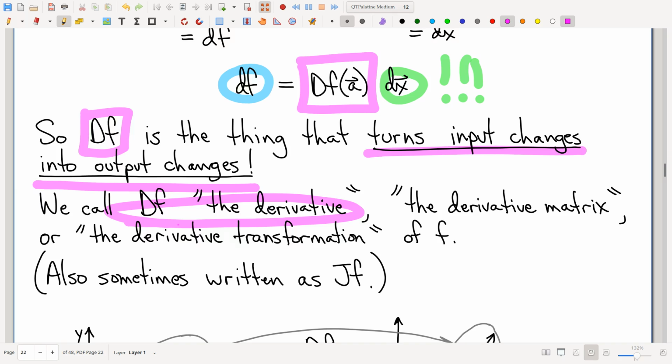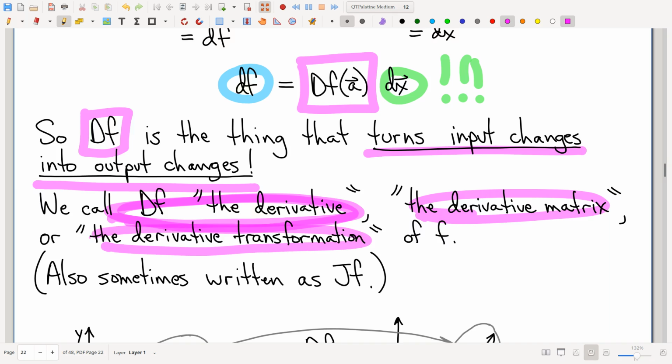So the derivative. This is what I've been trying to stop myself from saying for the last lecture or two, however long it's been. I didn't want to call this the derivative matrix just yet because I wanted to be able to justify it before I started using that terminology. Here's the justification. So we're going to start calling this the derivative, aka the derivative matrix, and of course matrices are linear transformations, so sometimes it's called the derivative transformation.